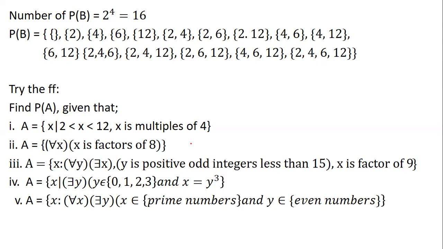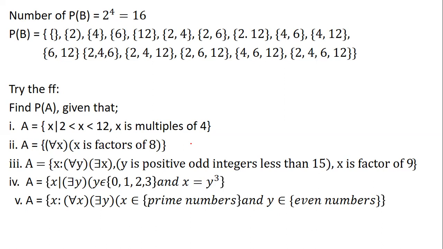A is equal to the set of x such that for y, there exists x, where y is a positive odd integer less than 15 and x is a factor of 9. So what is the clue here? How can we get the members of A? We list all positive odd integers less than 15.